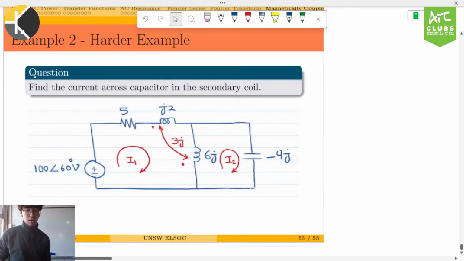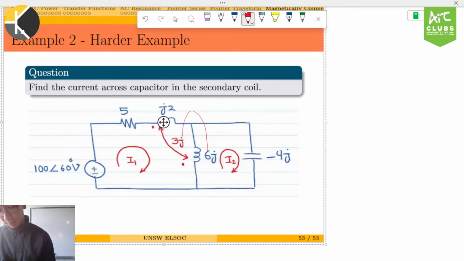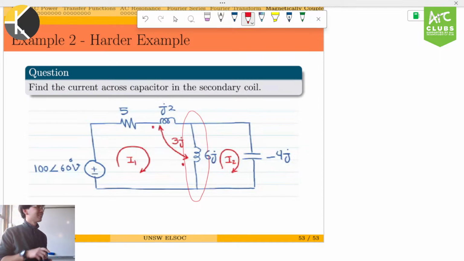Alright, so moving on to our harder example. So we can see here that we have magnetically coupled coils, but this time they're not exactly separated. We have this branch here, which is influenced by both currents.